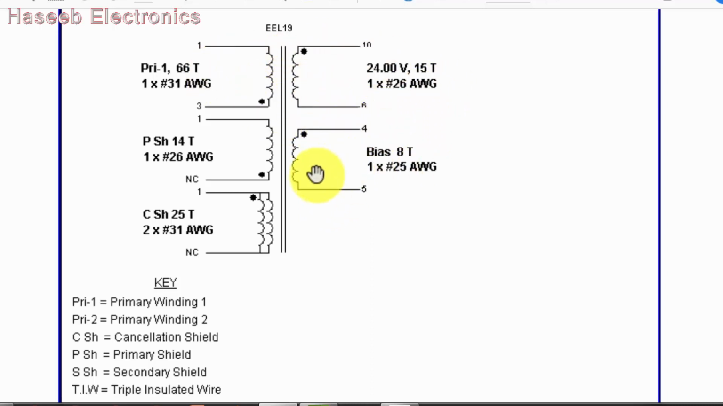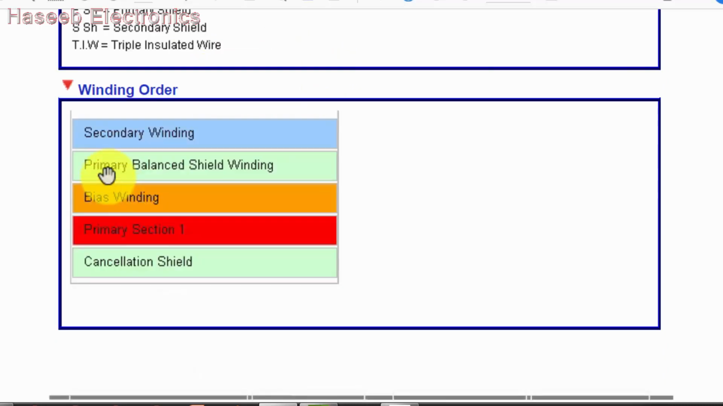Its winding direction must be in the opposite direction, because it has to store energy and then transfer energy in the off period, so it should be in the opposite direction. The winding order is: cancellation shield, then primary section, bias winding, after that primary balance shield winding. After that there is the secondary winding, and every layer must be insulated, and a 3 millimeter margin should be left from the right and left side.